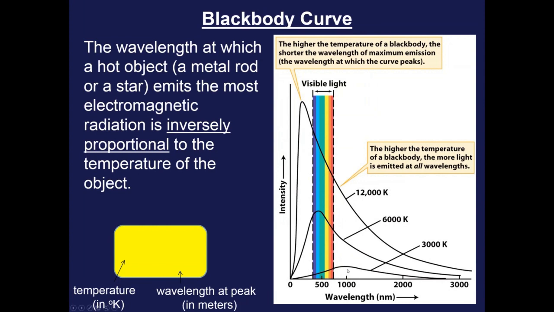A cool object may peak in the infrared. You do, after all, put out radiation in the infrared. Whereas an extremely hot object can peak in the UV, a much lower wavelength type of light, but higher energy, right? So these two things are directly related. The temperature of an object in Kelvin is going to be equal to 0.0029 divided by whatever the peak wavelength is in meters.